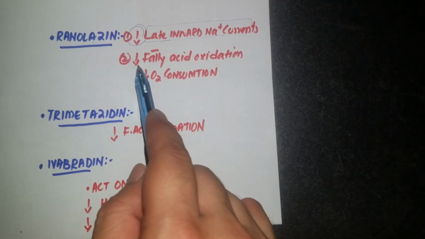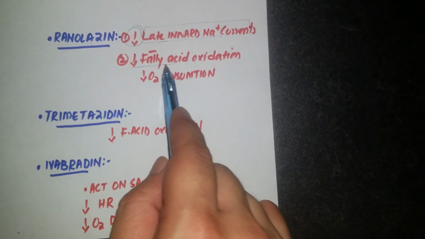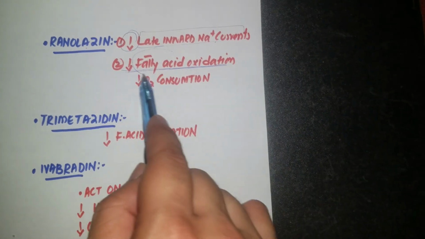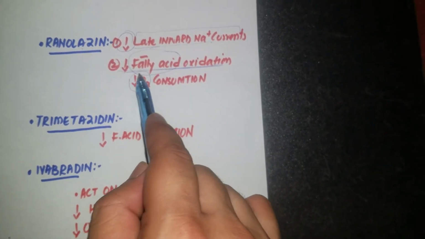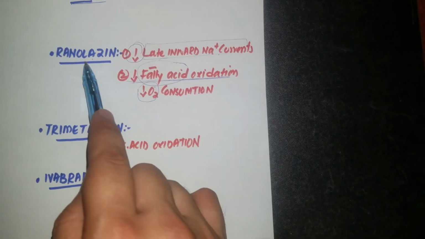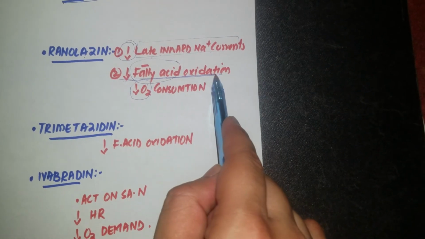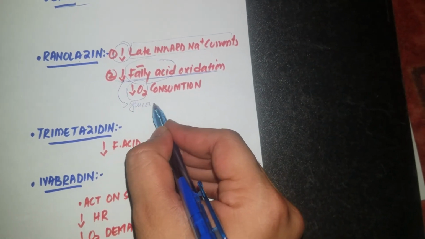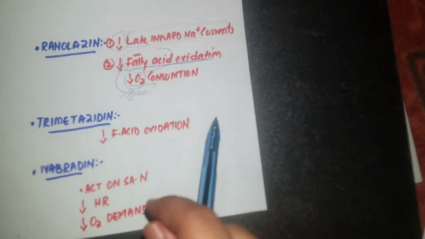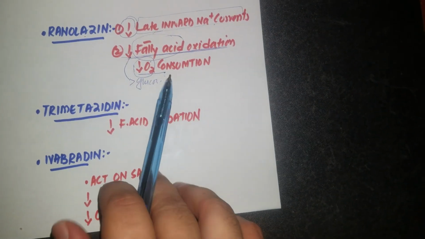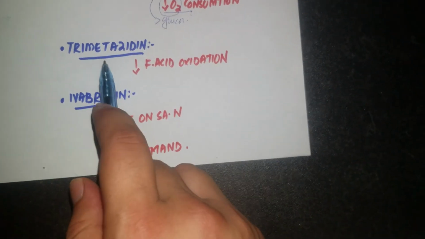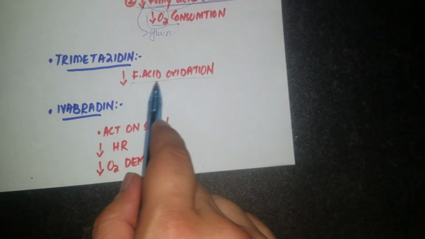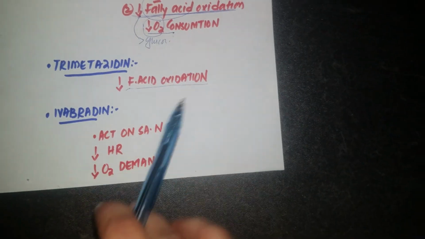The second one is that the ischemic heart uses lots of fatty acid for energy purposes, and for fatty acid oxidation we need a large amount of oxygen. So ranolazine basically blocks the fatty acid oxidation and switches it to glucose oxidation, which needs less oxygen, so less consumption of oxygen will occur. The next one is trimetazidine. This also blocks the fatty acid oxidation, with the same mechanism as discussed above.